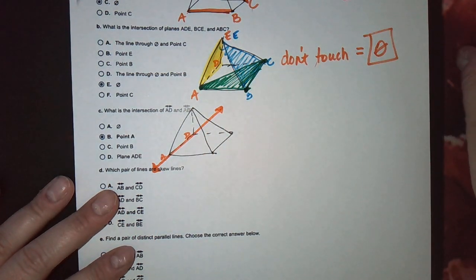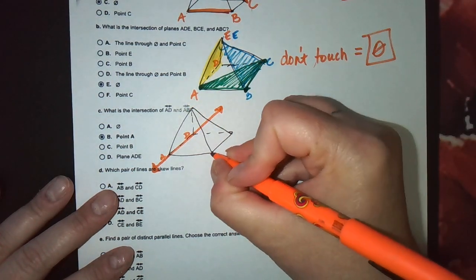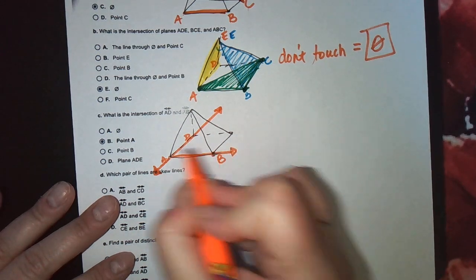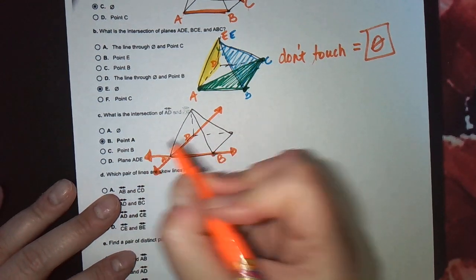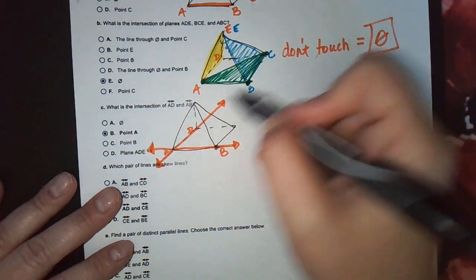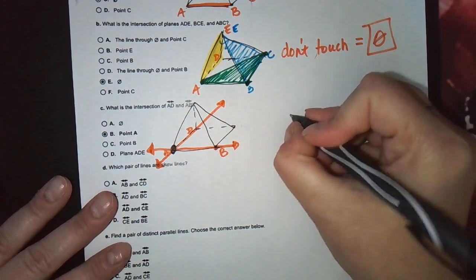Yeah, so that's AD. Now let me look at AB. AB is right here. So it's from A to B, but they go on forever. And it says, what is the intersection? Well, where do these two cross, or where do they touch? And they touch at point A.